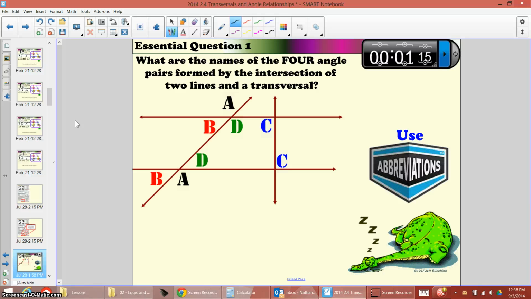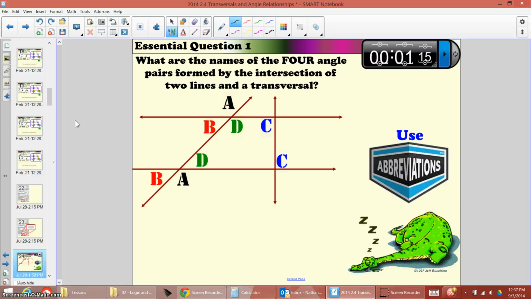Right here, essential question number 1. B and B, what type of angle pair are they? D and D, what are those? A and A and C, what are those four angle pairs? B is corresponding, A is alternate exterior, C is alternate interior, and D is consecutive interior angles. There we go.